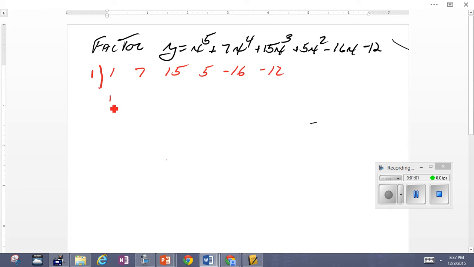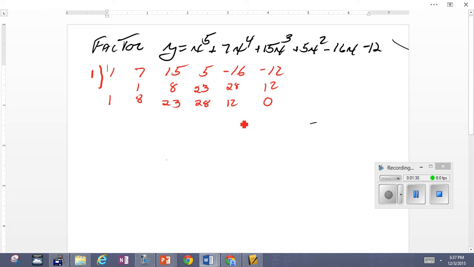So I'm going to bring down one, the first term. 1 times 1 is 1. Add, 8 times 1 is 8. That's 23. 23 times 1 is 23. That's 28. Times 1 is 28. Adding there leaves me with 12, times 1 is 12, so that gives me a 0. So now I know I've got a factor.